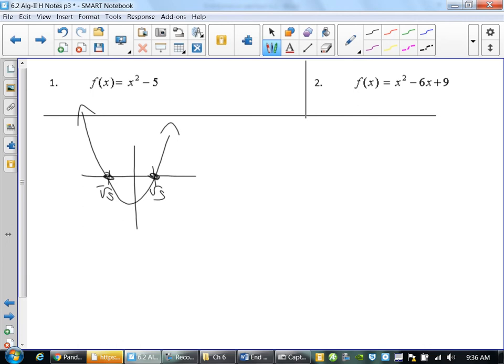Wait, how do you know that it's not on like 1? How do we know that it's negative root 5? It's the zeros. Remember, to find the zeros, you set this equal to 0 and solve for x. Okay. So you get x squared equals 5, so x would have to equal plus or minus root 5. Those are your zeros.